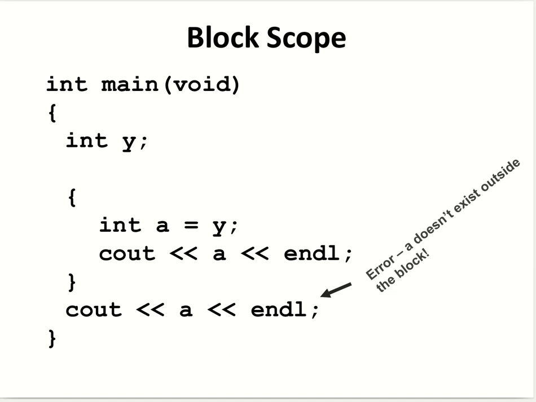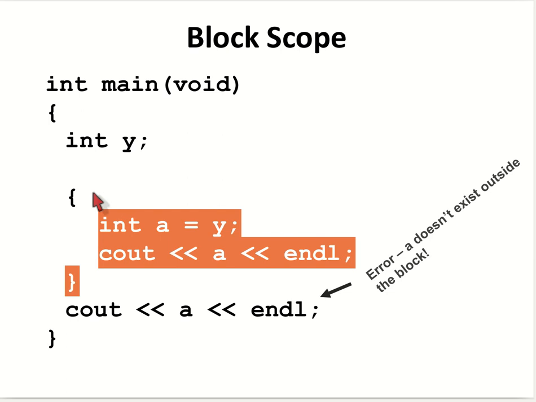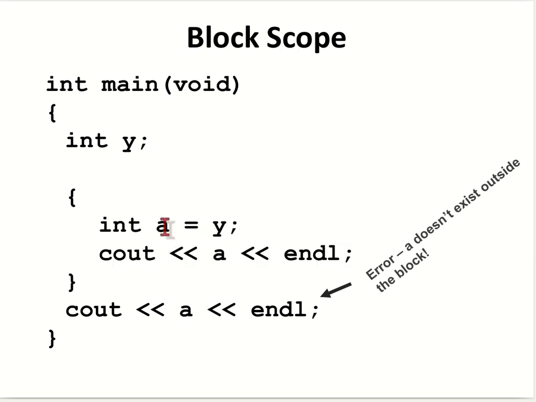So here we can see an example of block scope. In main, int y I have created. And I have just opened a bracket, closed a bracket, and inside this I have created int a is equal to y, cout a, etc. So here in this case, a is declared inside main, inside this block. And it will exist only inside this block.